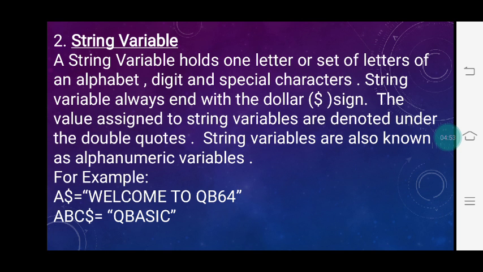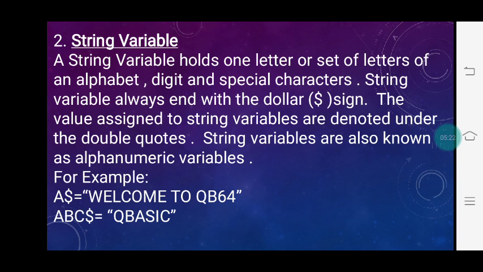Now the second one is the string variable. A string variable holds one letter or a set of letters of an alphabet, digit and special character. String variables always end with the dollar sign. The values assigned to string variables are denoted under double quotes. String variables are also known as alphanumeric variables.